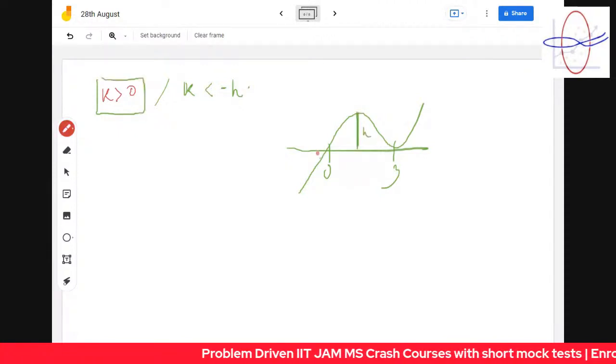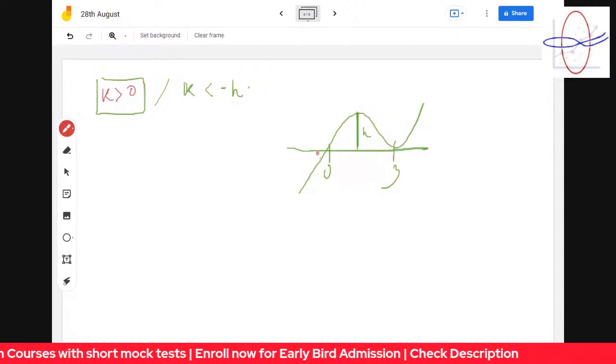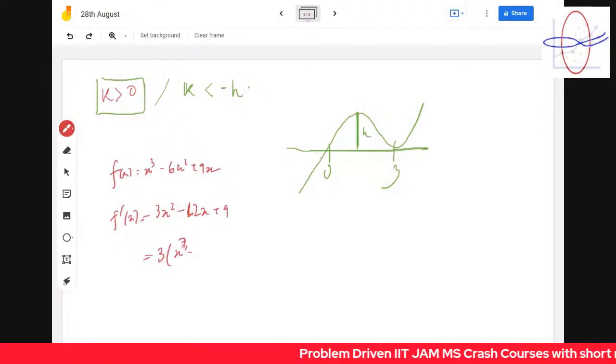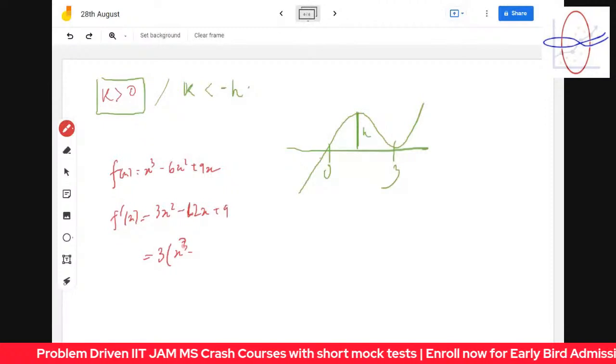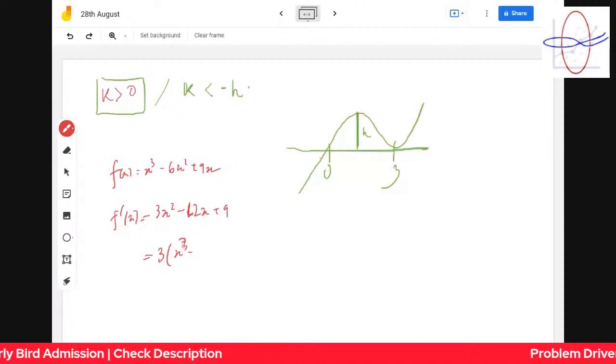So f(x) is what? x cube minus 6x square plus 9x. You do f dash of x, you get 3x square minus 12x plus 9. If you take out common 3, x square minus 4x plus 3. You can understand it's 3 into (x minus 1) and (x minus 3). And you can see the minimum occurs here, so the maximum must occur at 1. Let's compute the value. Therefore, f of 1 is equal to h, and you need not even do the f double dash x.